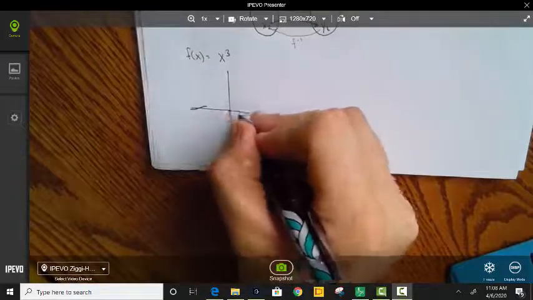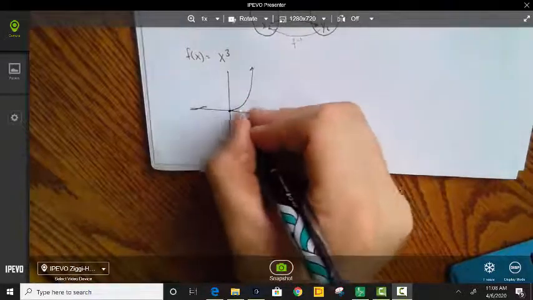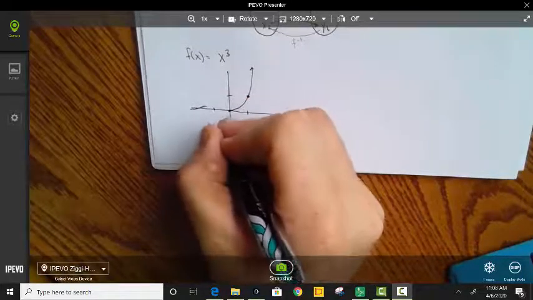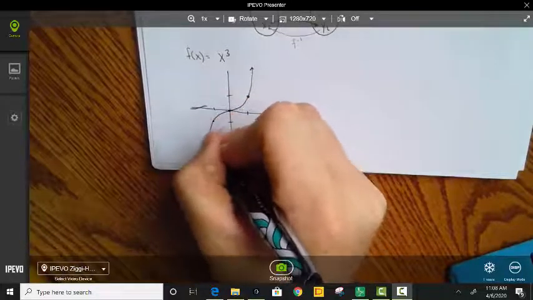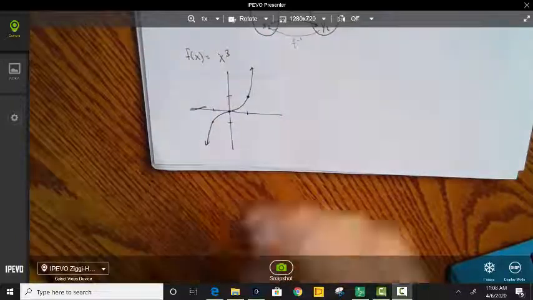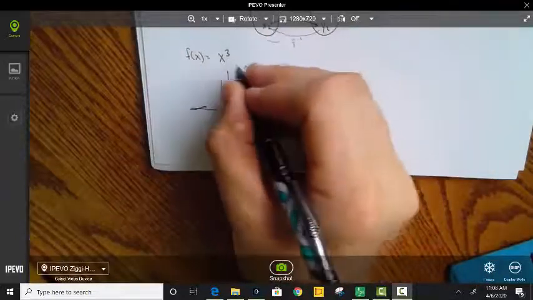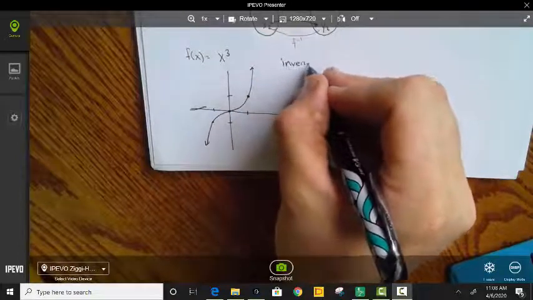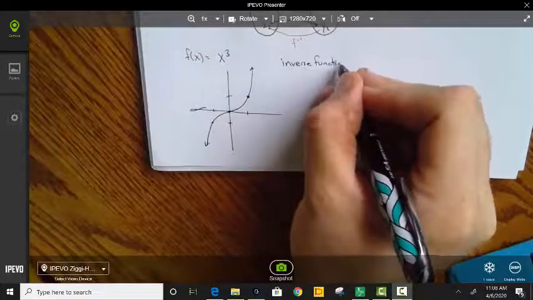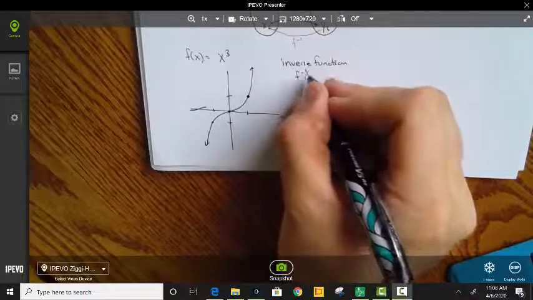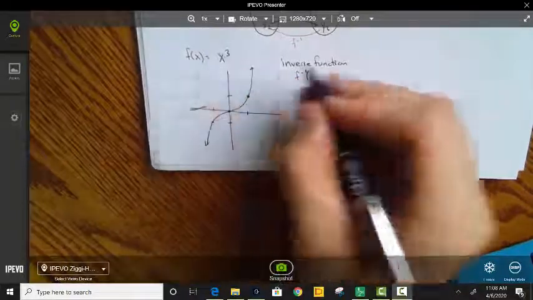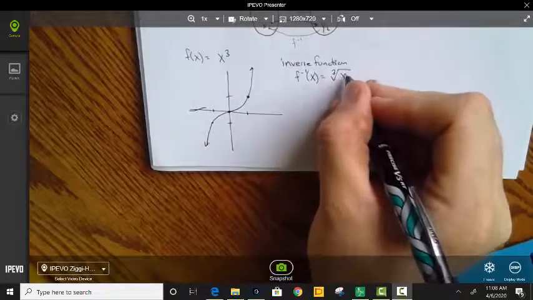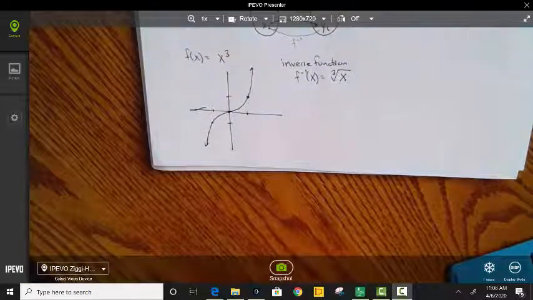Which looks something like this. It passes through (0, 0), it passes through (1, 1), it passes through (-1, -1). Now, the inverse function would be, inverse just meaning opposite. The opposite of cubing something is taking the cube root.